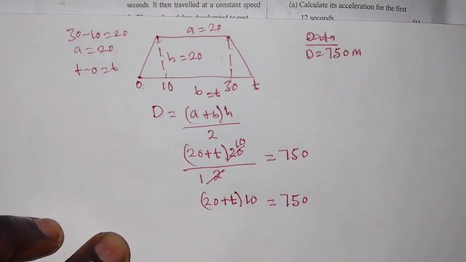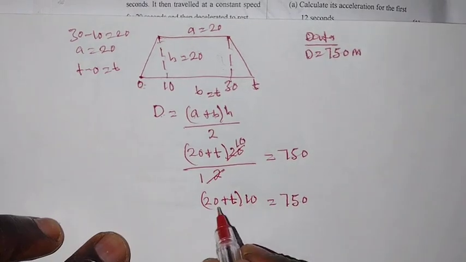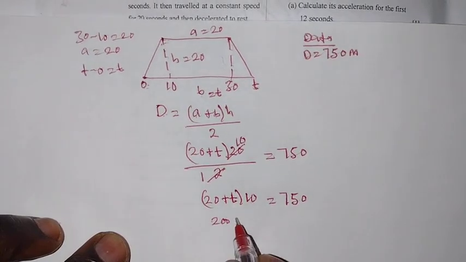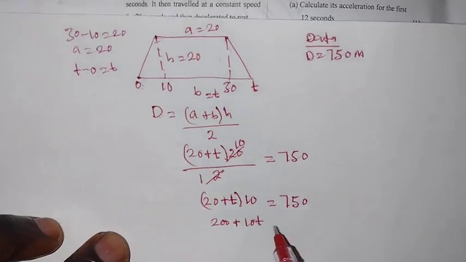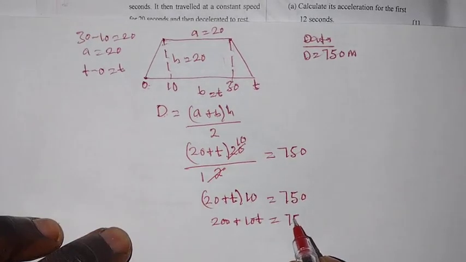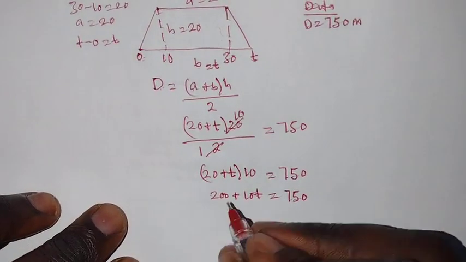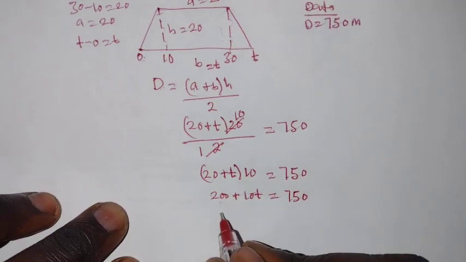This is what you get. So now from here we can expand 10 times 20. This will give us 200 plus 10t is equal to 750. So from here, what are we going to do? We can let this 200 go to where 750 is.